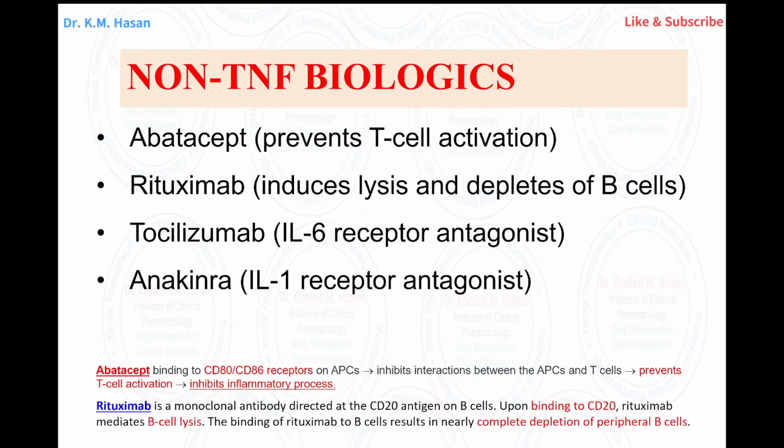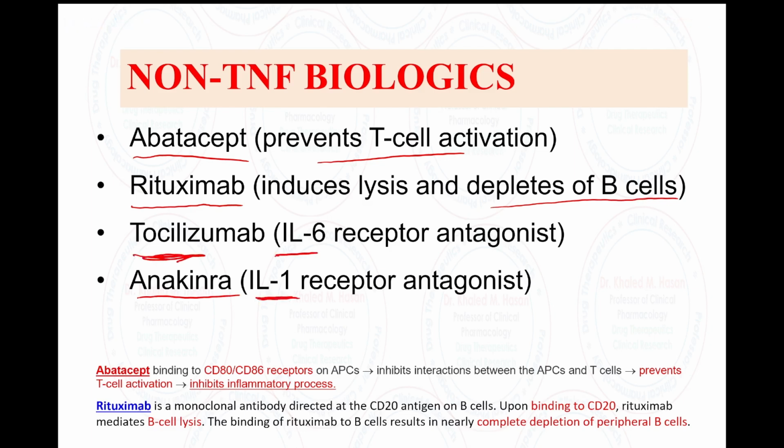Okay, the last group of medication regarding rheumatoid arthritis is the non-TNF biological factors. Abatacept prevents T-cell activation. Rituximab induces lysis of the B cells. Anakinra is considered an interleukin 1 antagonist. Tocilizumab is an interleukin 6 antagonist. So from this slide, which medication prevents T-cell activation? Abatacept. Which medication inhibits B cells? Rituximab. Which medication inhibits activation of interleukin 1? Anakinra, and so on.